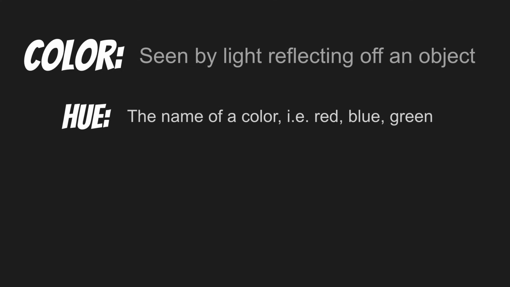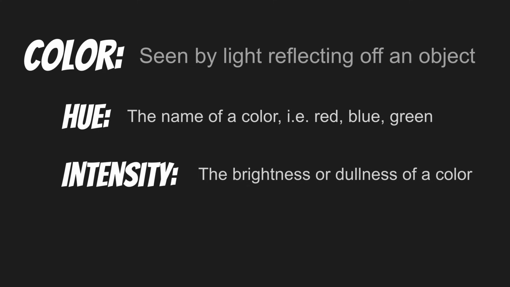Let's simplify that a bit. I'm not a scientist, clearly, but color is basically seen by light reflecting off of an object. That's a lot easier. What are some words that we can use to describe different colors? First of all, hue would be the name of a color. Think things like red or blue or green or turquoise or mauve. The next word that we can use to describe colors would be intensity. So intensity is either the brightness or the dullness of a color. We can also call this saturation. So if a color is really intense and vivid and bright, then it would be very saturated. If it's very dull and dingy, it would be desaturated. So it would not have a lot of intensity to it.